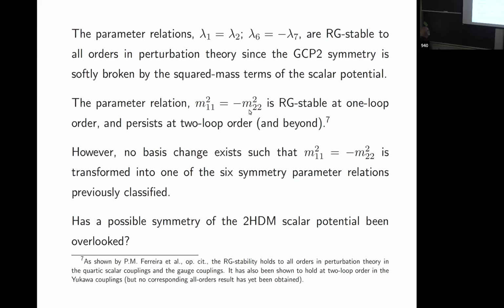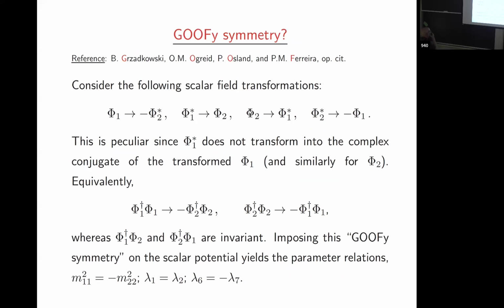So the question was, a possible symmetry overlooked? And this is what those authors came up with. It was renamed by one of the authors, Ferrara, "Goofy," because if you reorder the authors of that paper, you get a nice acronym. So that's where that comes from. What they said is, let's consider the following scalar field transformations.